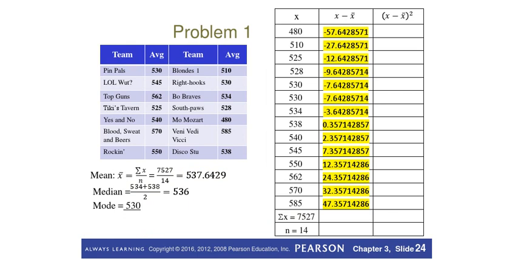You'll notice that in the middle we get one very small value. 538 is kind of close to the mean. As a matter of fact, 0.36 away. We're going to get 2.36, 7.36, 12.36, and so on down the list.